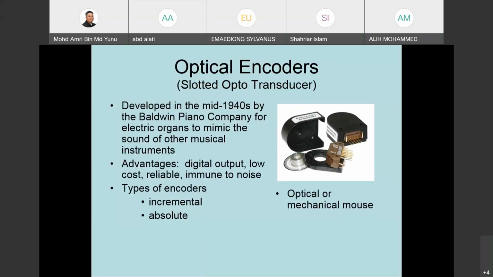The optical encoder was developed in the middle of the 1940s, and it has the advantage of having a digital output, low cost, being reliable and immune to noise. There are different types of encoder, incremental and absolute, which will be discussed in this part.